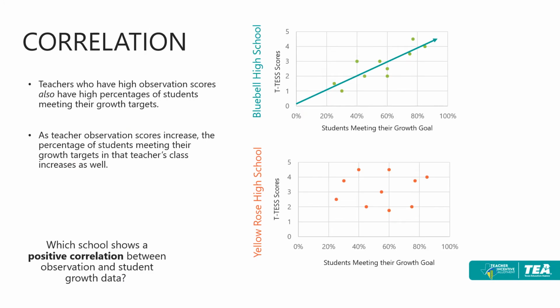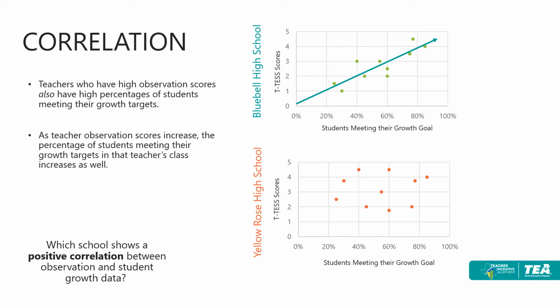First, let's talk about what we mean when we say correlation. Correlation shows the relationship between two factors. A positive correlation means as one factor goes up, the other factor goes up as well. That would be a positive correlation. With student growth and observation data, we want to see a positive correlation. As teacher observation scores increase, the percentage of students meeting their growth target in that teacher's class increases as well.